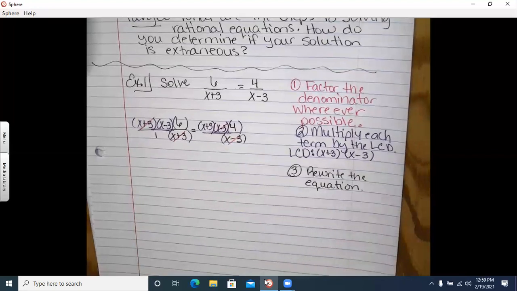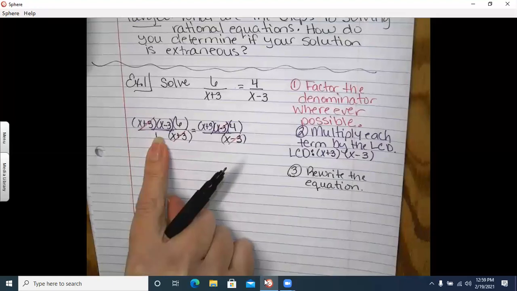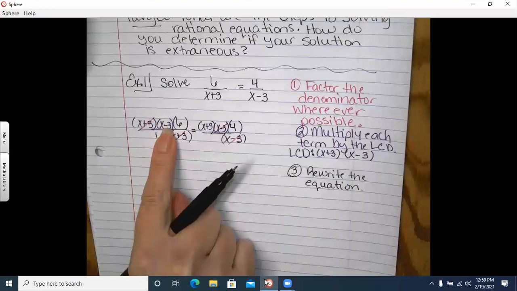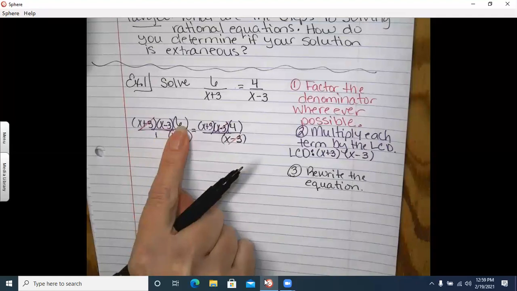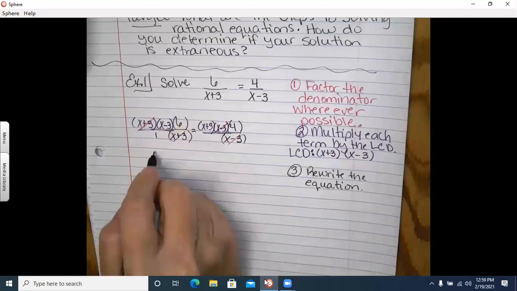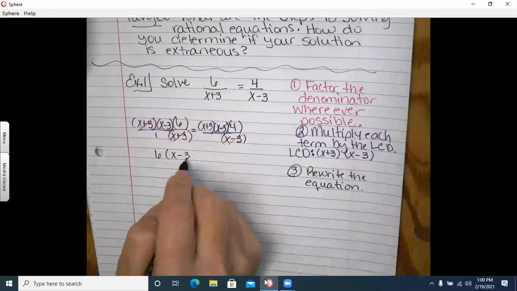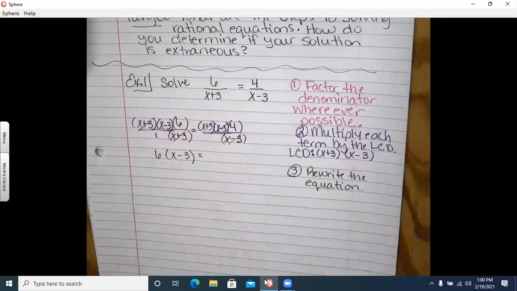So I want to rewrite it so that all that canceled stuff is not there. Y'all down with that? All right. So in my first fraction, all I'm left with is x minus 3 times 6 over 1. We don't need that 1. So I can either put x minus 3 times 6, or since that 6 is by itself, I'd probably put that out front and multiply that in parentheses by x minus 3. Because it's not just 6 times x, it's 6 times x and negative 3.